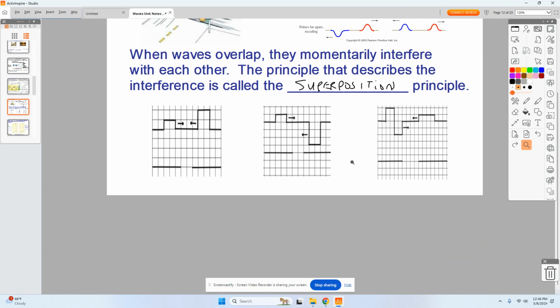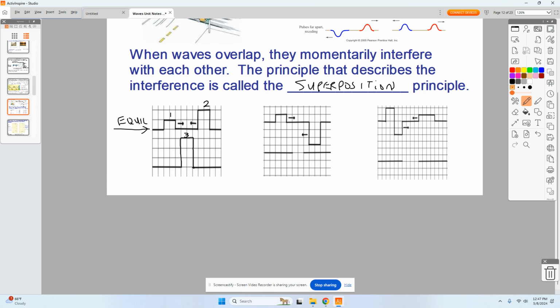Okay. Would you guys agree that this is the equilibrium position right there? That's equilibrium. These are square waves that are common in computer systems. This could be a 1, this would be a 2. When they overlap, they would add to be a 3. That would be constructive interference.